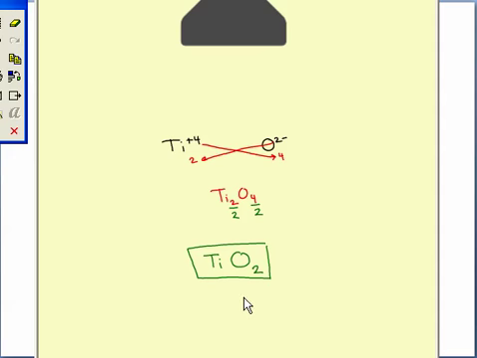When we are writing our ratios of cations to anions, it's very important that this ratio is always in the smallest whole number ratio possible. Usually it just works out that way, but once in a while you'll come up with subscripts that you have to reduce down. And this is only true for ionic compounds, so metal and nonmetal.